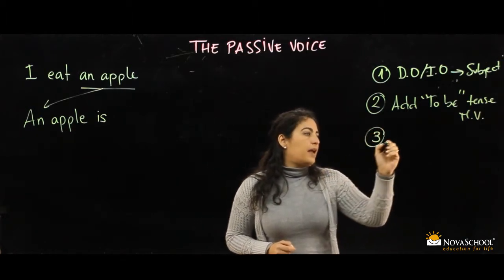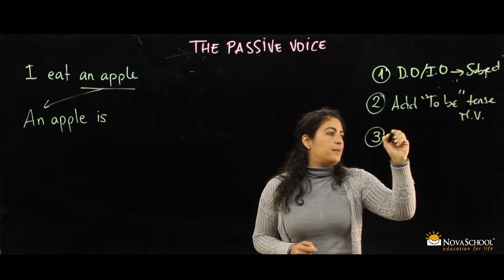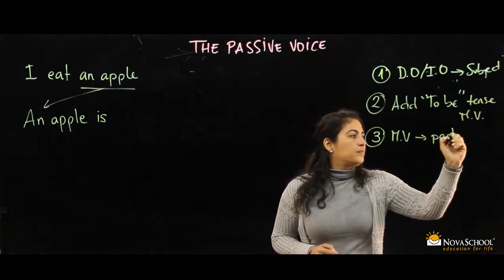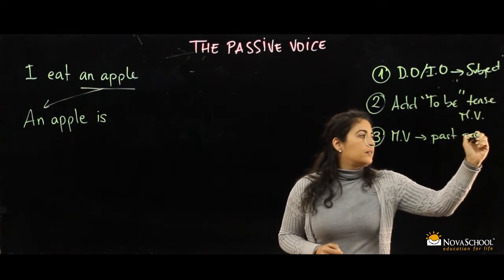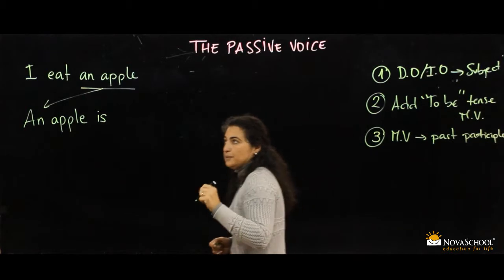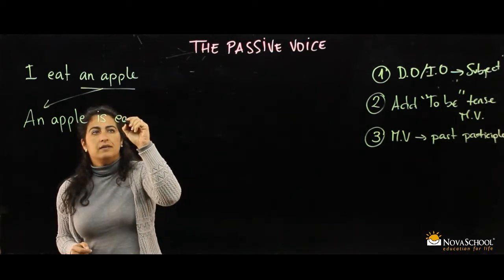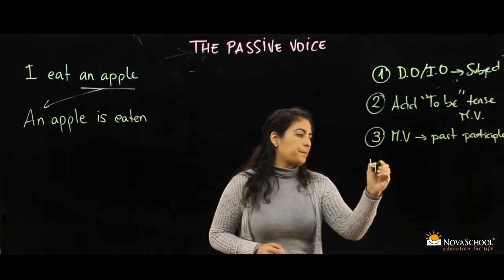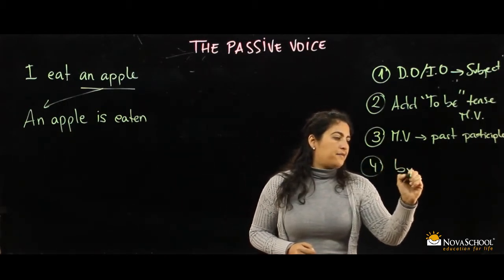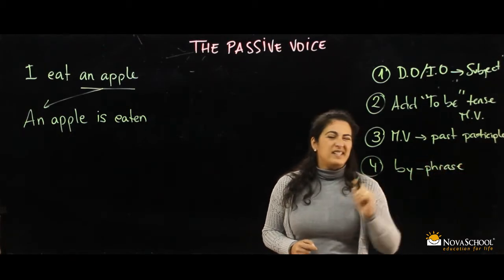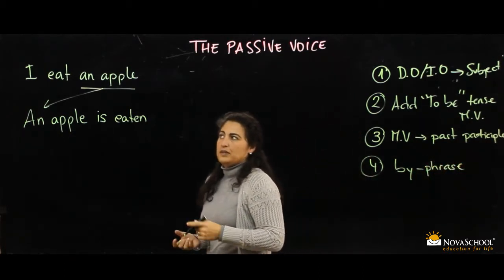The following step is writing the main verb in the past participle. The past participle of eat is eaten. And finally, we add the by phrase, which is something that we don't really have to do all the time.